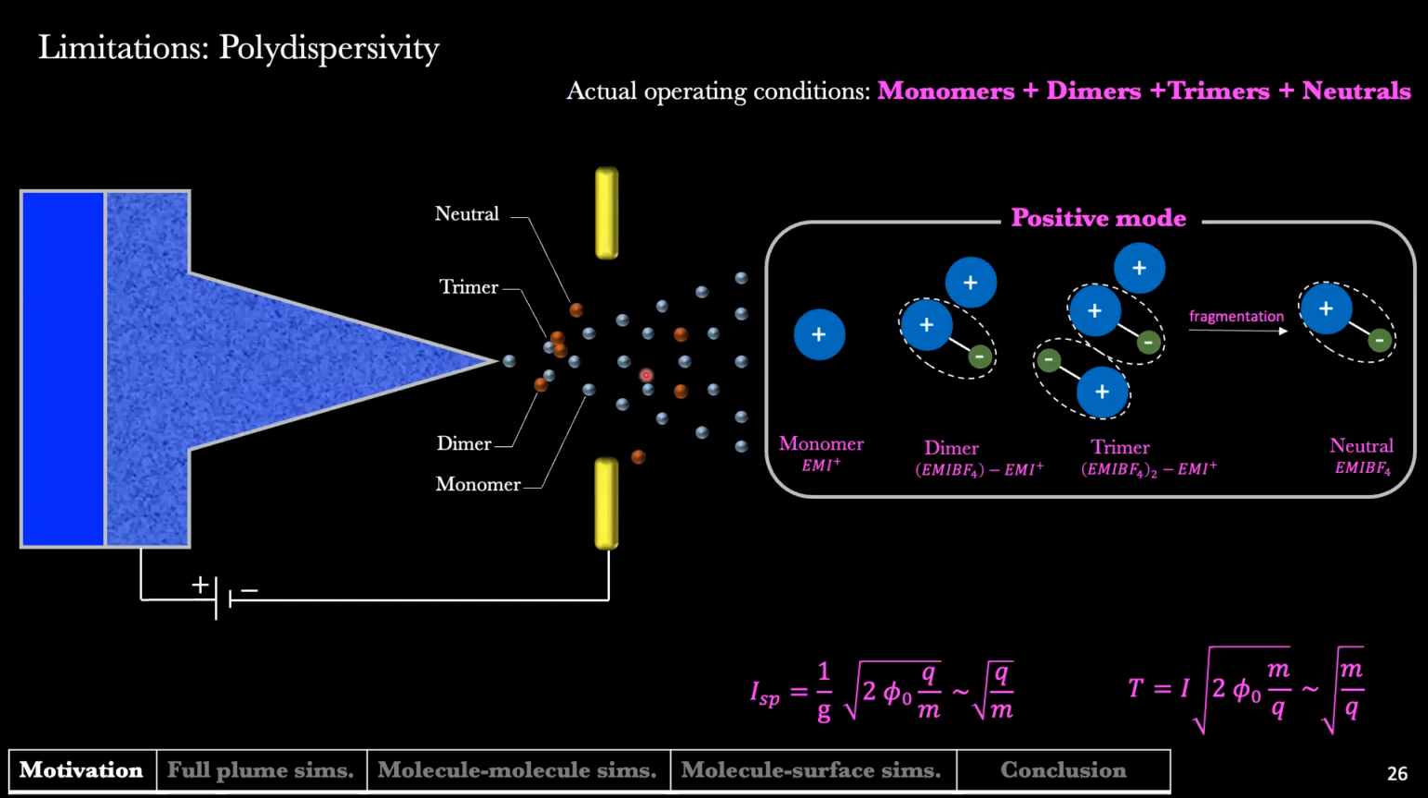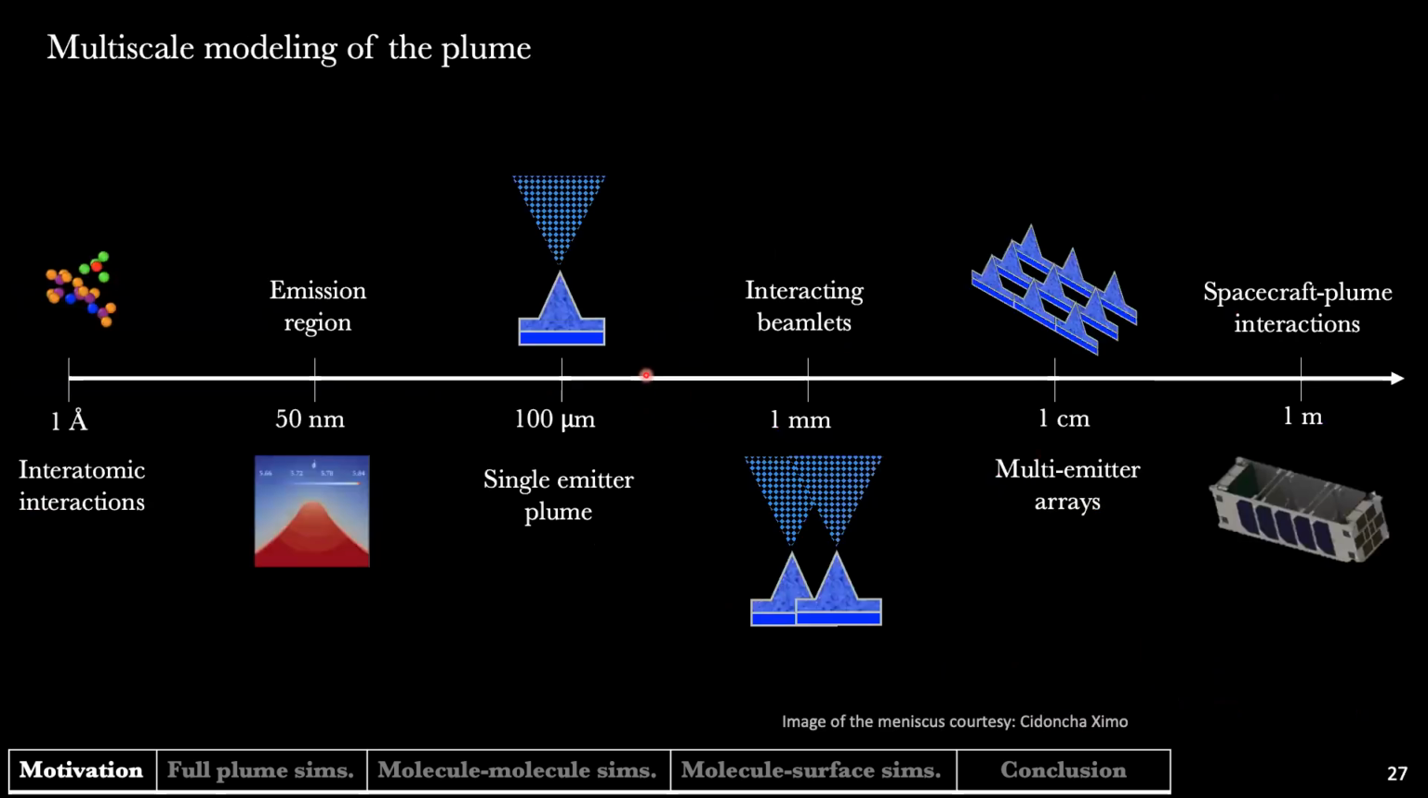And we try to understand the evolution of the plume. And we do this using multiscale modeling. So the single emitter is in the range of hundreds of microns. And we also try to understand the interatomic interactions within the atoms of the molecules in the angstrom scale. We also model the meniscus in about 50 nanometer scale. And later on, we want to expand these simulations to include interacting beamlets and multi-emitter arrays and spacecraft plume interactions.